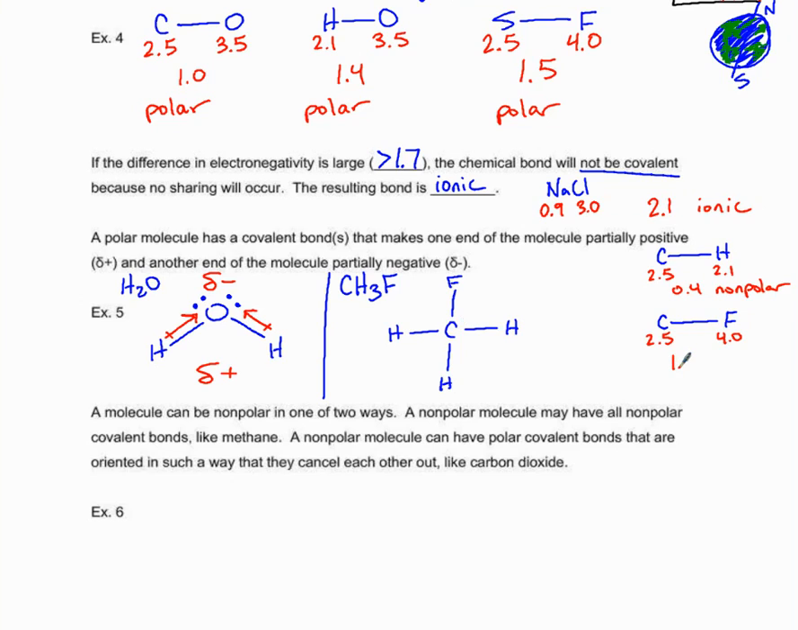But this carbon to fluorine bond has a difference of 1.5, which puts it in the polar range, which means this fluorine is going to be pulling the electrons and attracting them to itself. And they're going to end up over here by the fluorine, which means the rest of the molecule ends up with that partially positive. And if we were going to draw the arrow, it would look something like this. Positive end, and the arrow points towards the partially negative end.